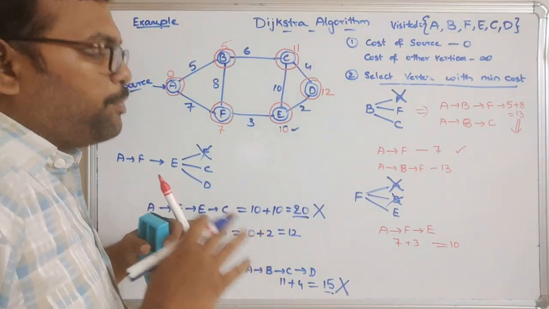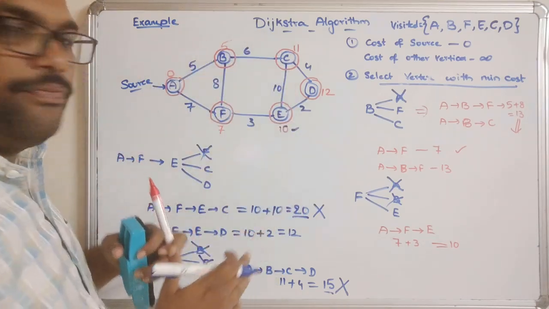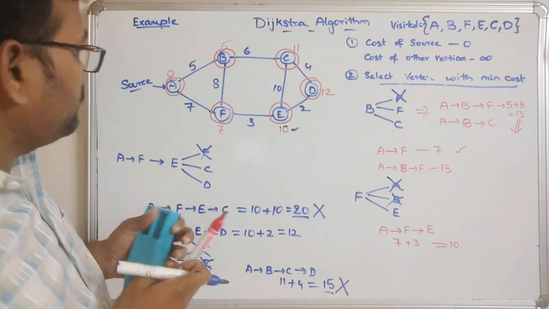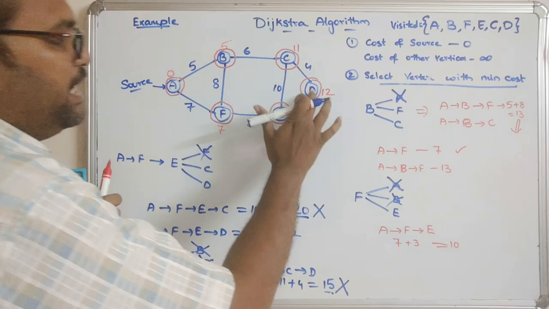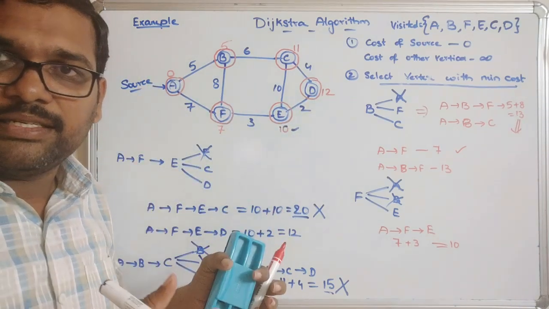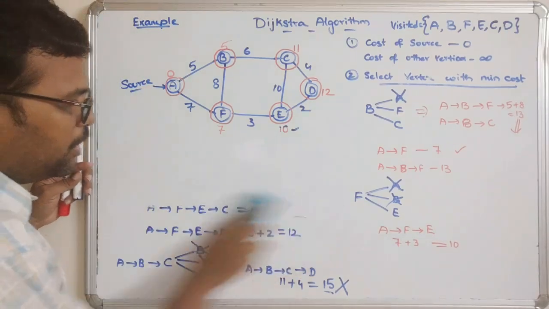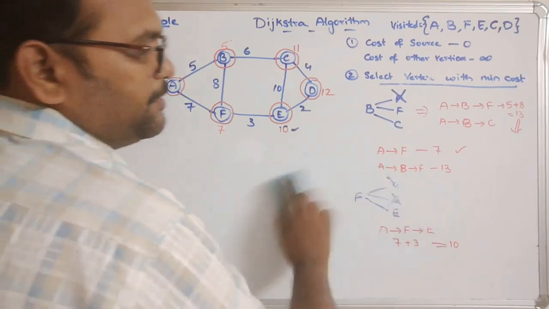So this is the procedure to find out the minimum cost for each and every vertex from the source vertex. The first source is A. B, C, D, E, F are the different vertices. So we are finding the shortest path to reach all other vertices from the source vertex.